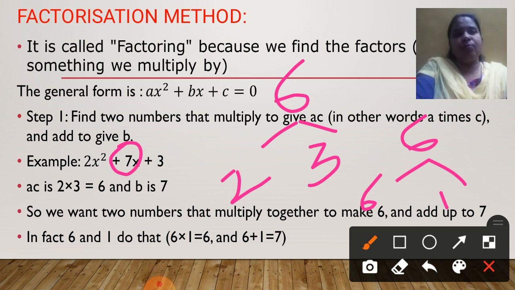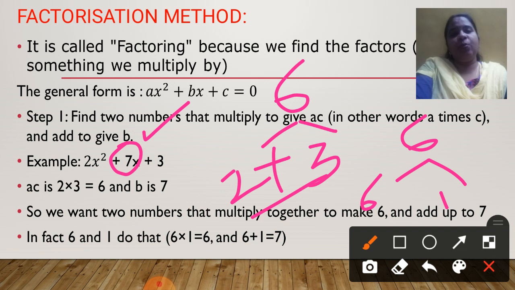As such, factors both are correct. 6 into 1 also gives me 6 and 2 into 3 also gives me 6. But for this particular sum, when I add this 2 plus 3, am I getting this middle term 7? No, we get 2 plus 3 as 5. It means that this factor is incorrect. When I take this 6 plus 1, am I getting the middle term as 7? Yes, it means that this factor is correct.